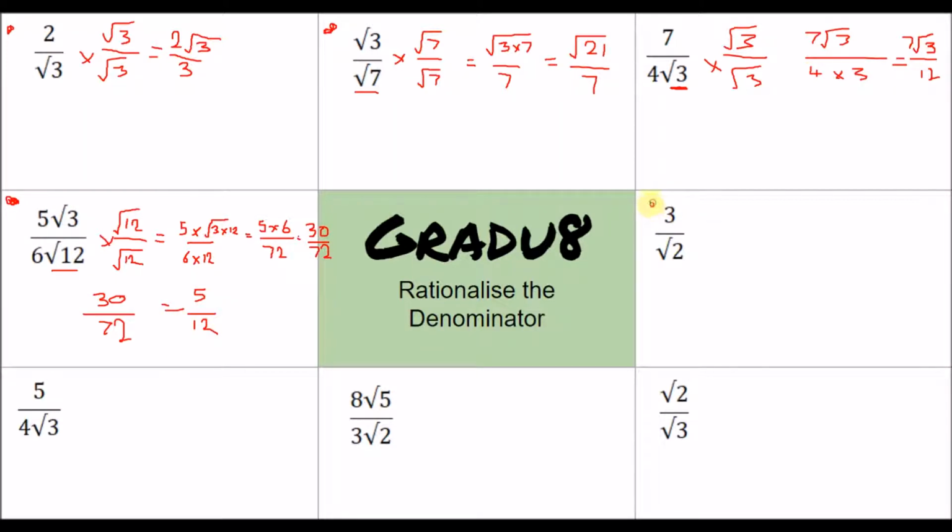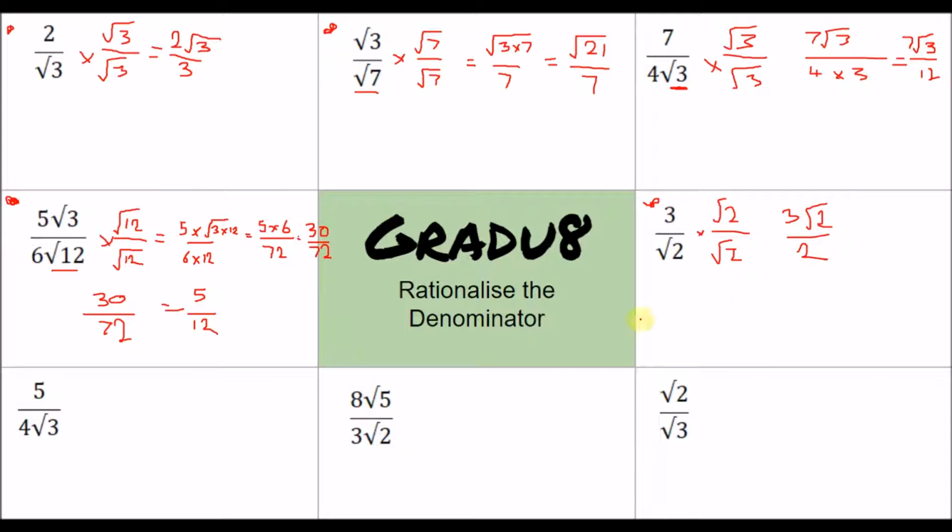Okay, let's move across to this one then. This is a relatively easy one. Again, you're going to times by root 2 over root 2. Okay, so that's going to cancel it out on the bottom, so you've just got 2, and at the top here you've just got 3 and root 2. I reckon those are the easiest style of questions you're going to see. It's just about making sure you times those properly.